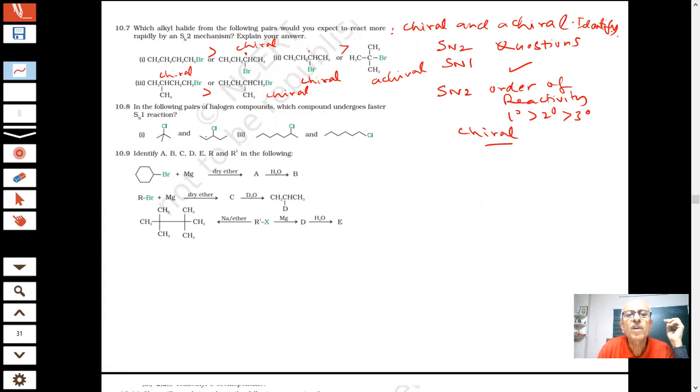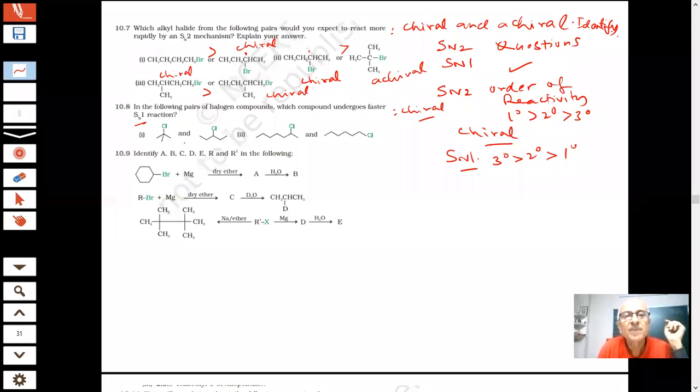In the following, which is faster, and which is chiral and achiral? Identify chiral and achiral also. Out of these two, which is faster for SN1? What is the reactivity order in SN1? So 3 degree, 2 degree, 1 degree. Then identify, is this faster or this faster?